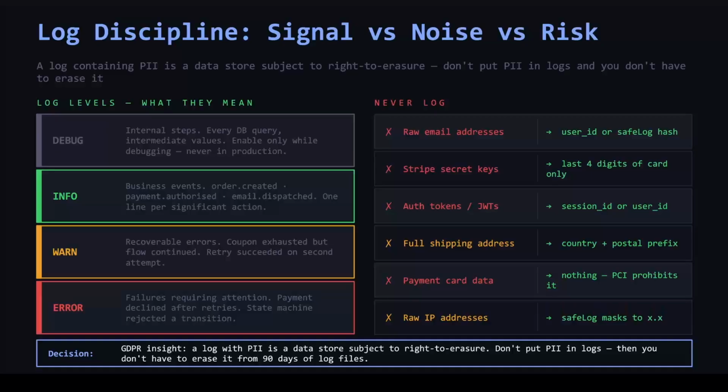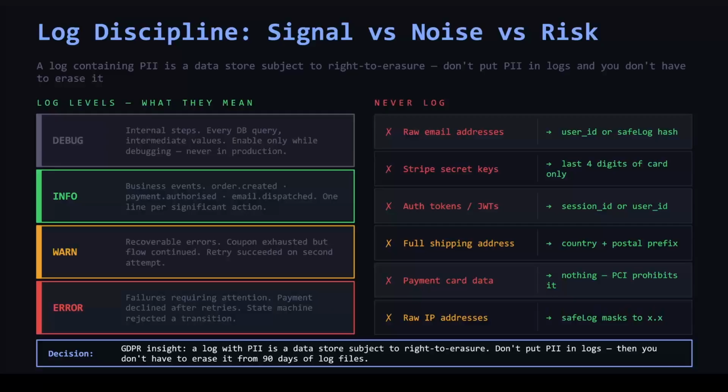Log discipline, signal versus noise versus risk. Log discipline prevents 2 failure modes: missing signals and burying signals in noise. The subtitle of this slide says it directly: a log containing PII is a data store subject to right to erasure. Don't put PII in logs and you don't have to erase it. Log level should mean something. Debug: the internal steps, right?